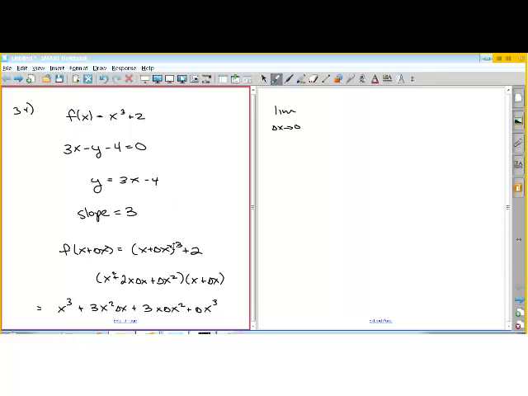If this were to the 4th power, then it would be something like x to the 4th plus 4x cubed delta x plus 6. Anyway, there's a pattern. Actually, I'm going to tell you what the pattern is.